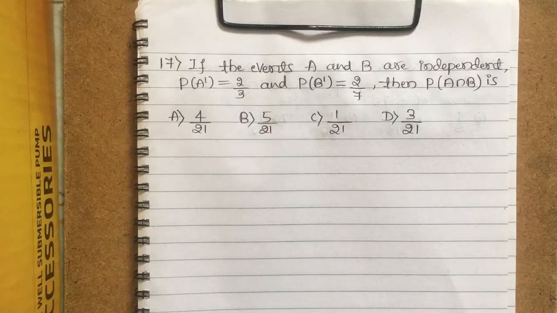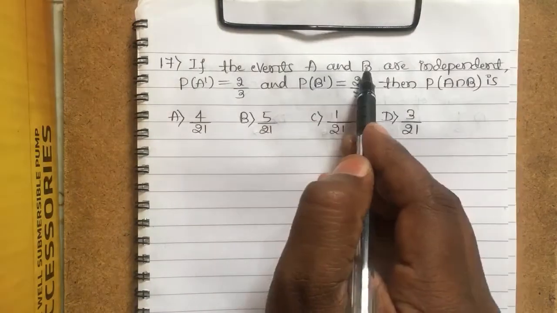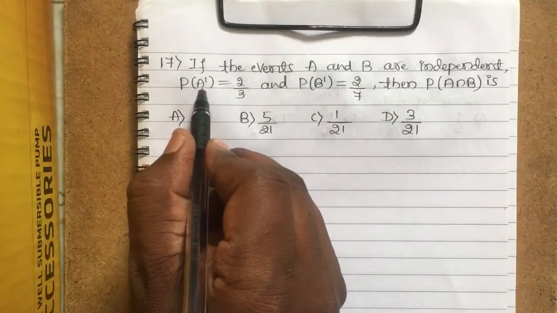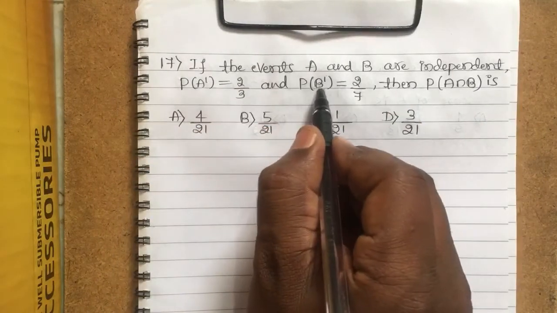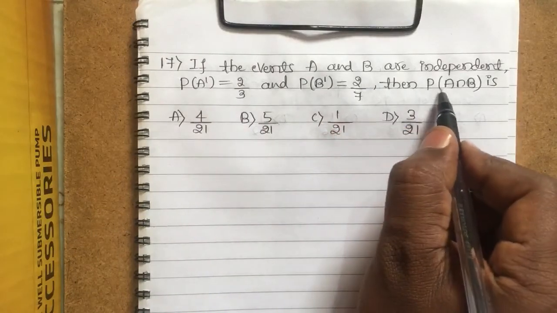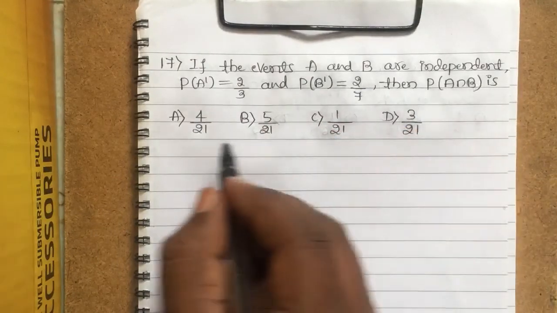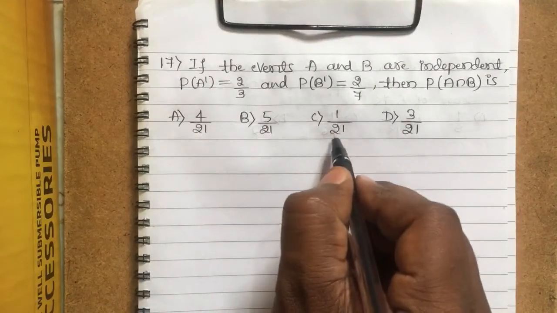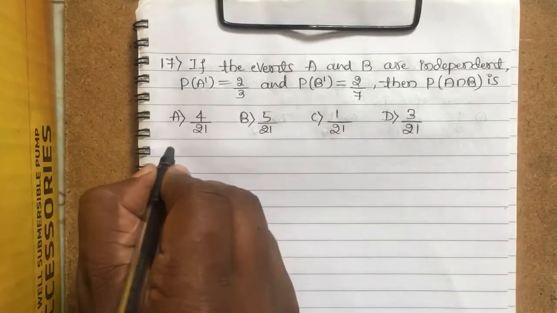The question is: if the events A and B are independent and P of A dash equal to 2 by 3, P of B dash equal to 2 by 7, then P of A intersection B is? The four options are 4 by 21, 5 by 21, 1 by 21, 3 by 21.